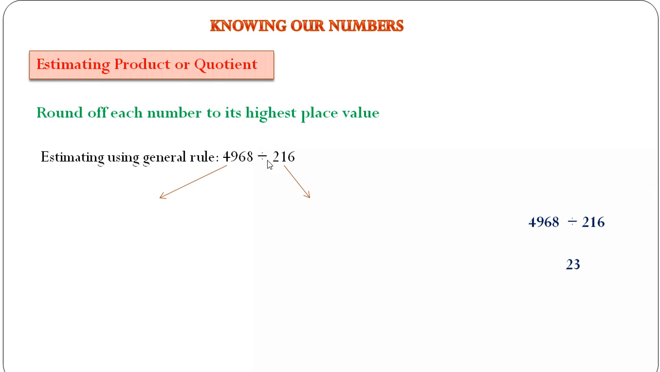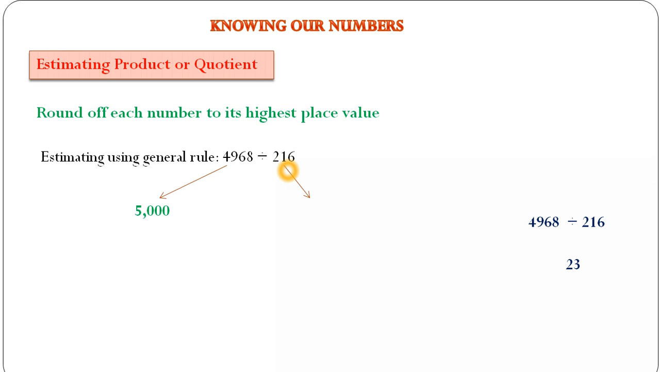Now, if we round off both the numbers, we need to round them off to their highest place value. Okay. So 4968, the dividend, will be rounded off to the thousands place because it is the highest place, right? For that, we will observe the hundreds digit. It's 9, greater than 5. So replace 968 by 0 and 4 will be increased by 1. You will get 5000, right?